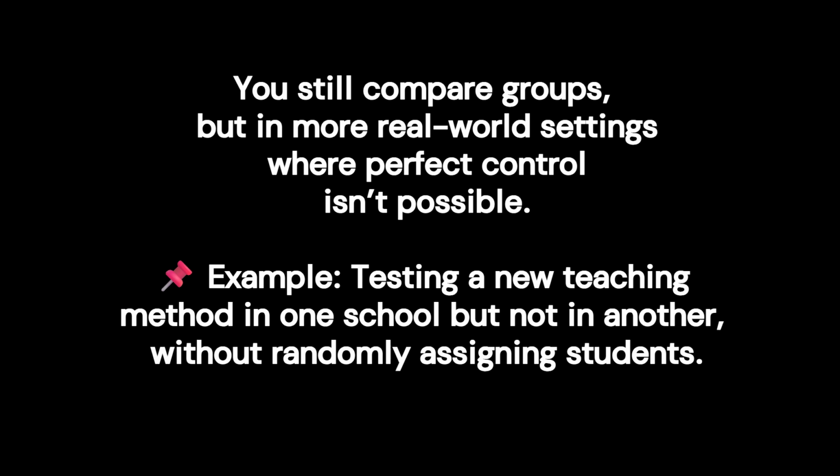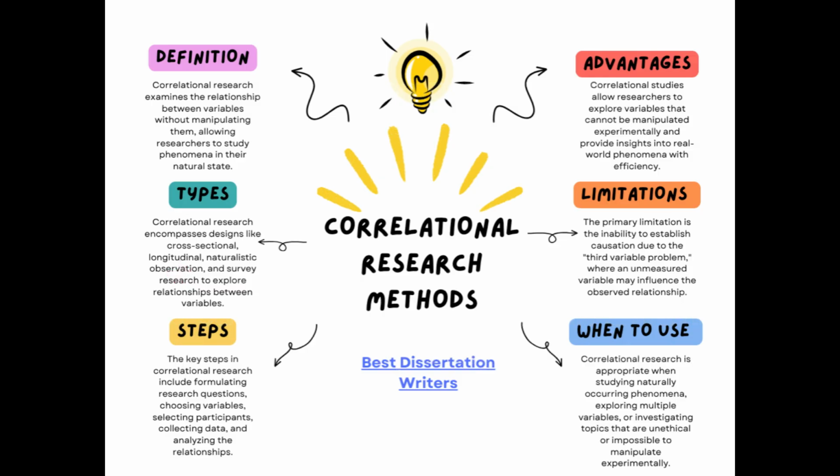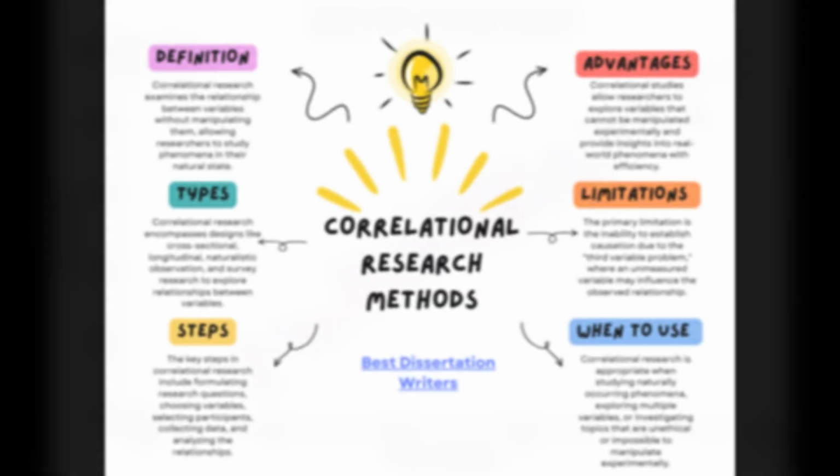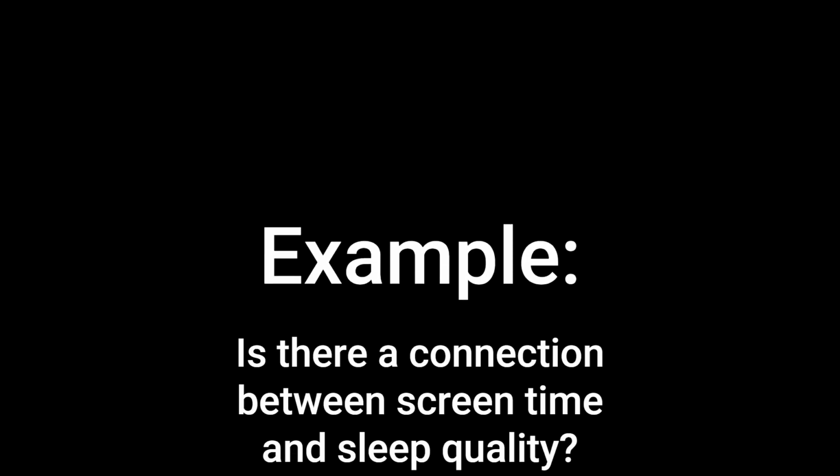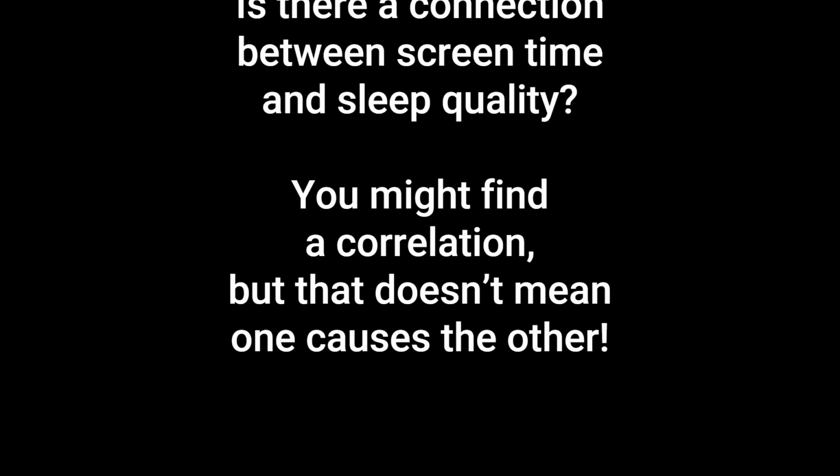Correlational research. This type looks at the relationship between two or more variables, but doesn't prove causation. Example, is there a connection between screen time and sleep quality? You might find a correlation, but that doesn't mean one causes the other.